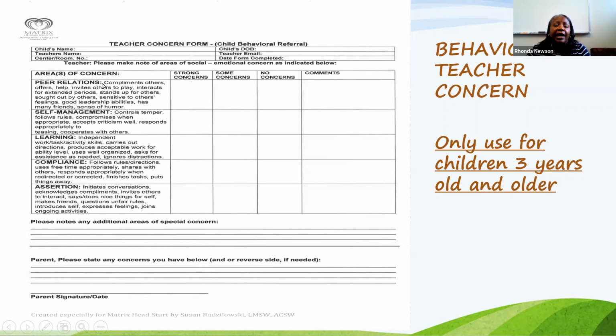Again, this teacher concern has its own domains. They have the boxes to check off: strong concern, some concern, no concern. The comments, more space for the comments, parent input if they like, and parent signature. If the parent refuses to sign, again, on the side, sign your name and date it.